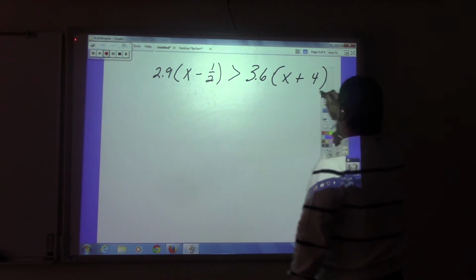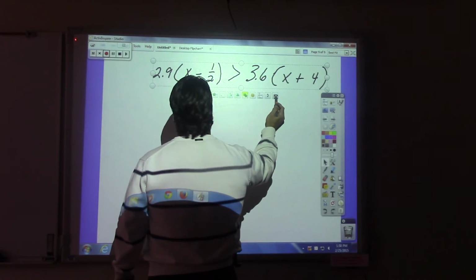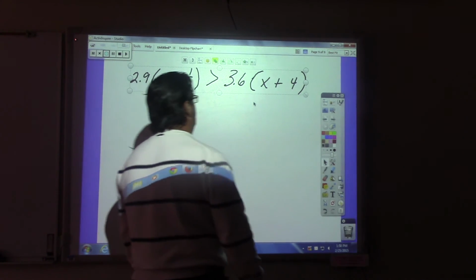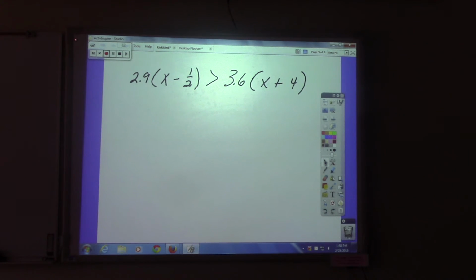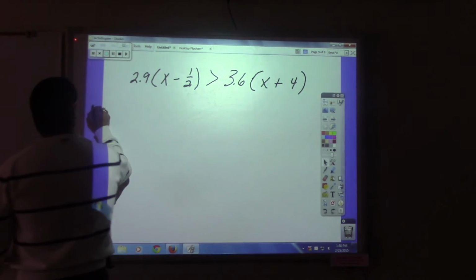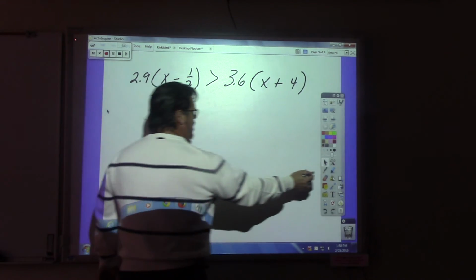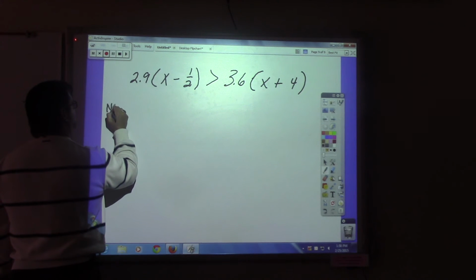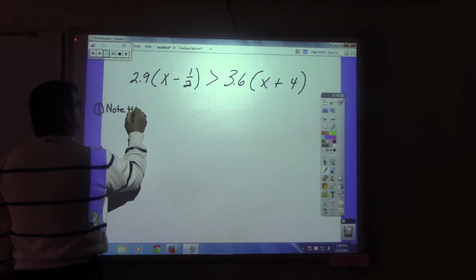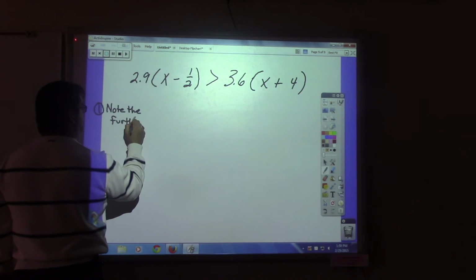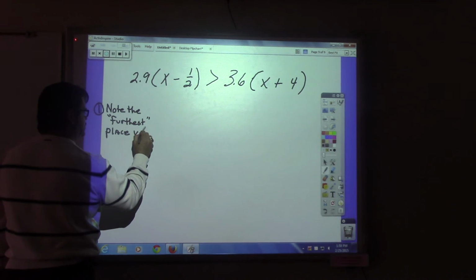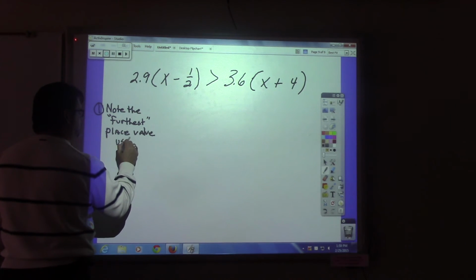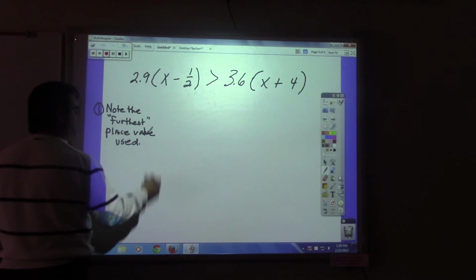Okay, decimals are just like parentheses. There's 2 ways to do them. 1, you can do them by hand, or 2, you can do them by a calculator. And you know I'm not going to let you do a calculator because we already have too much of that now. So we're going to clear the fractions, and it's real simple. First thing you do is you note, number 1, note the furthest, if that's a word, put in quotation marks, the furthest place value used. Place value meaning to the right of the decimal.